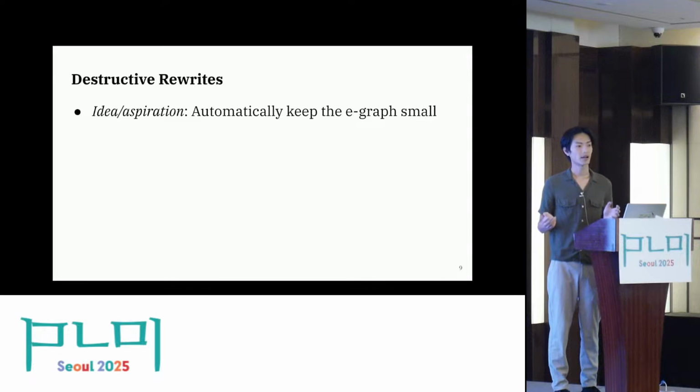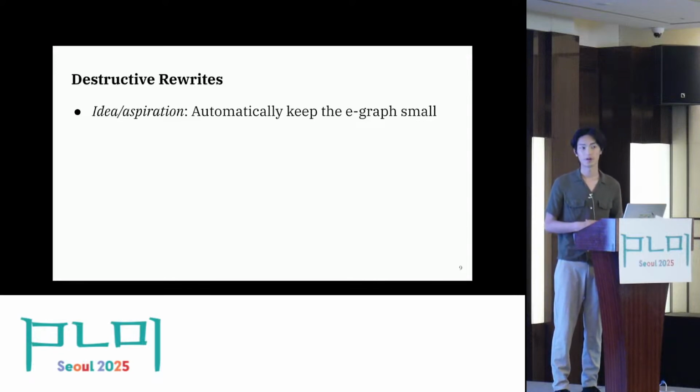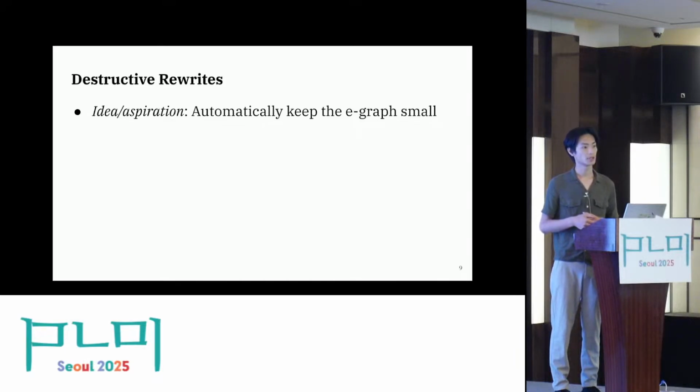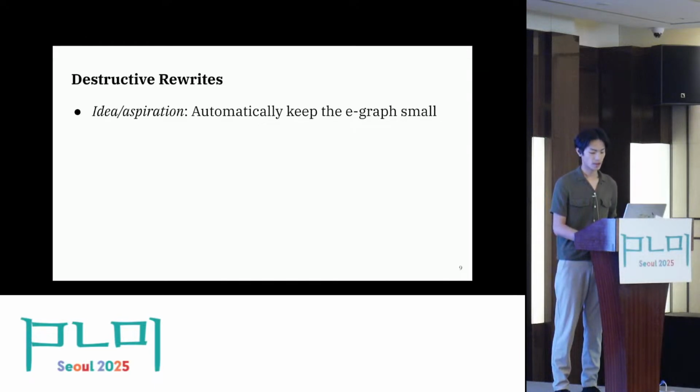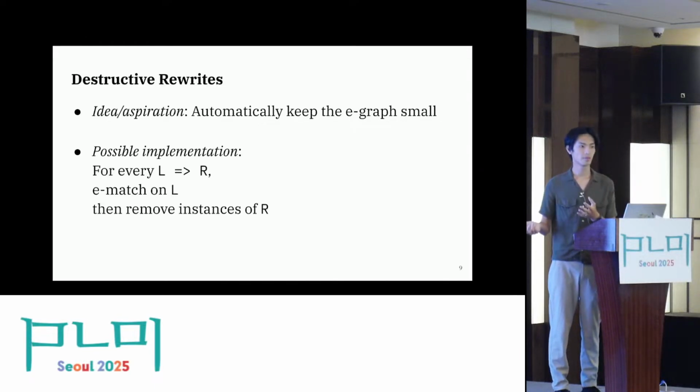So with my talk, I want to introduce the idea of destructive rewrites. With destructive rewrites, you want to take the existing rewrites that you have for your equality saturation, and then automatically keep the eGraph small with those rewrite rules. In my specific implementation, for every single rewrite rule, we e-match on the left-hand side as usual, but instead of adding instances of the right-hand side, we actually remove instances of the right-hand side.